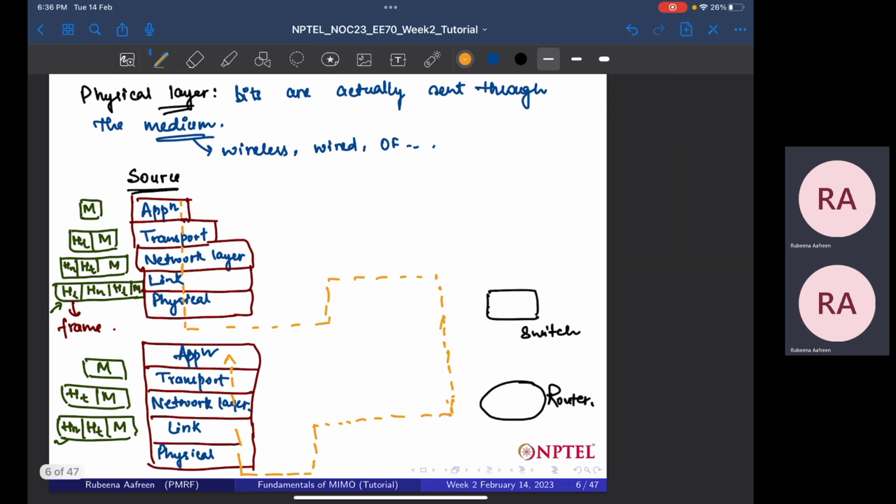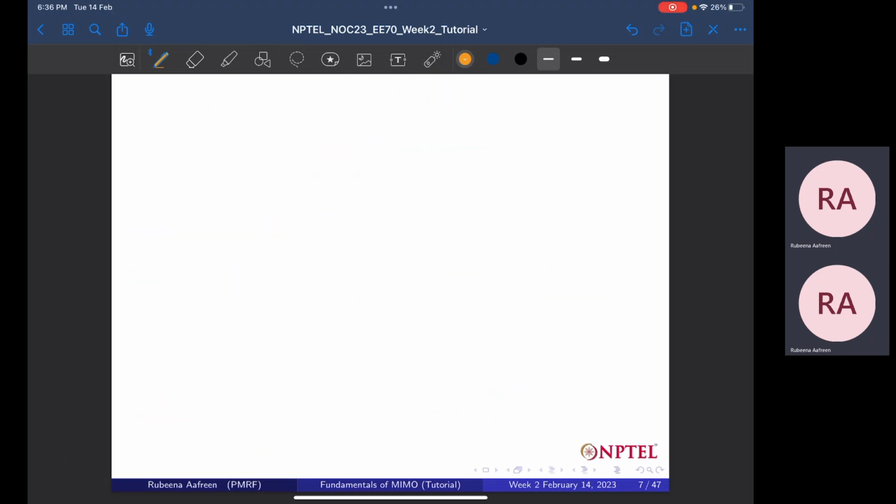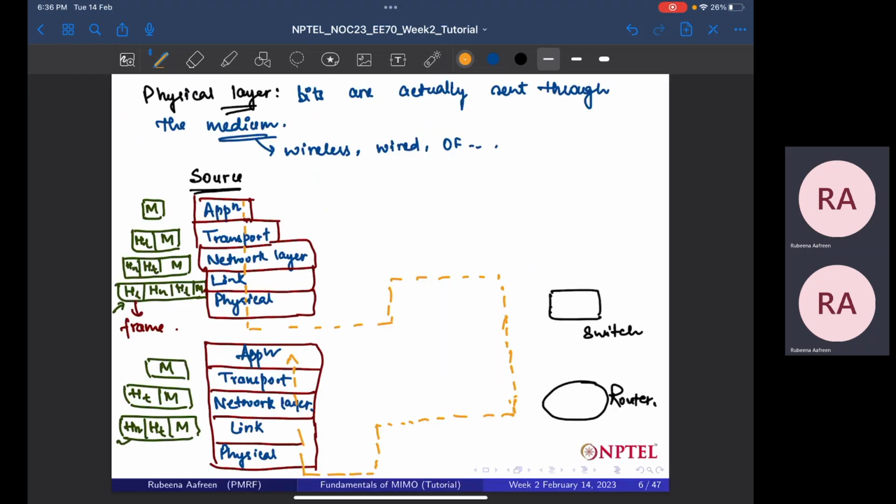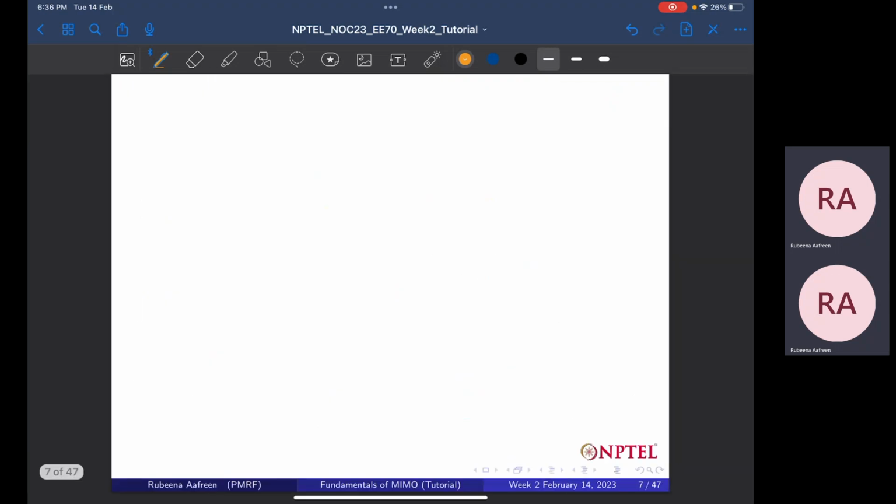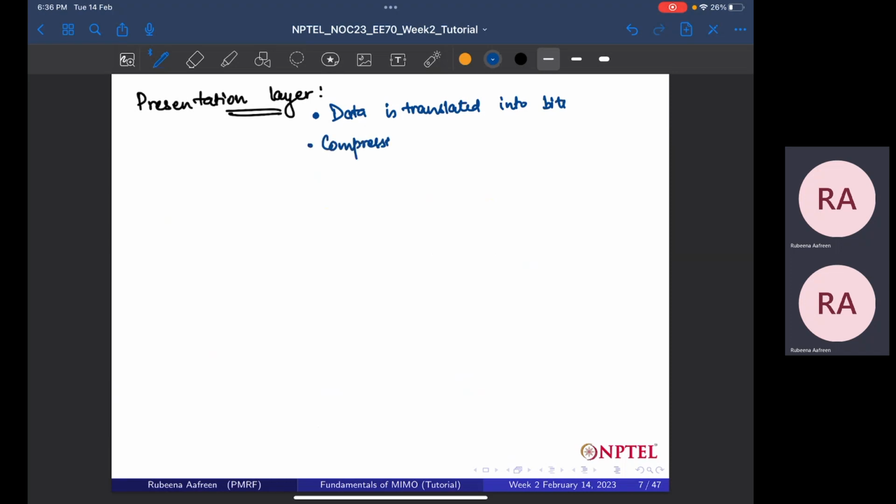Now, I haven't discussed the presentation layer and session layer, but they are basically, you can say, a part of the transport layer. So what happens in the presentation layer is that from the application layer, we have some data. That data is translated into bits. Then data is compressed. Compression can be lossy or lossless. These are parts of information theory. I'm not going into detail.